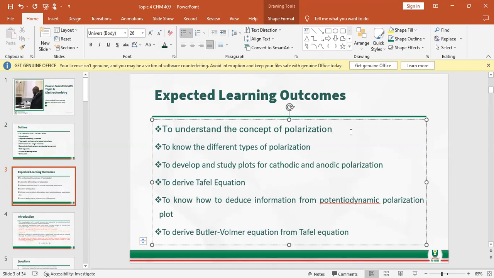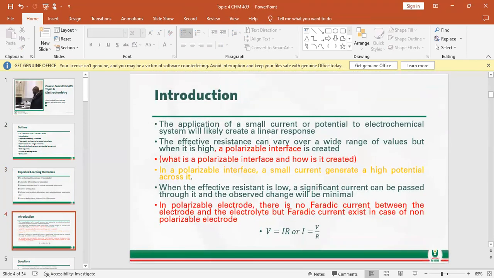Then we should know the different types of polarization. We shall see anodic polarization and cathodic polarization. We'll develop a plot for cathodic and anodic polarization. We shall derive the Tafel equation, and you try to know how to deduce information from a potentiodynamic polarization plot, and then you should be able to derive the Boltzmann equation using the Tafel equation. The application of a small current or potential to an electrochemical system will likely create a linear response.